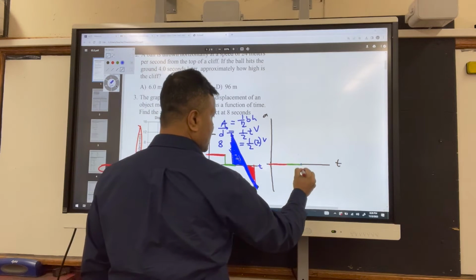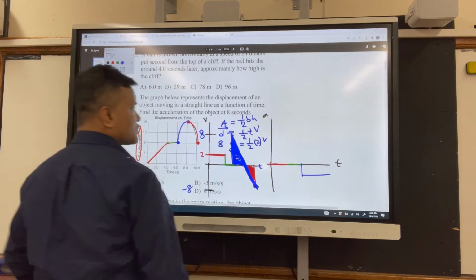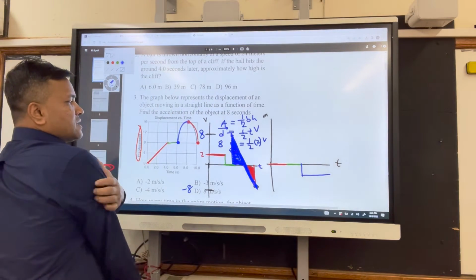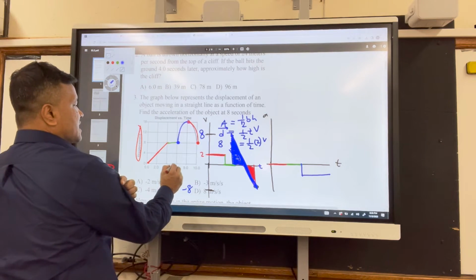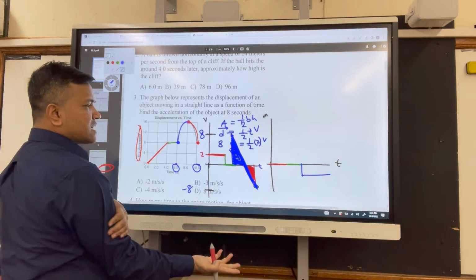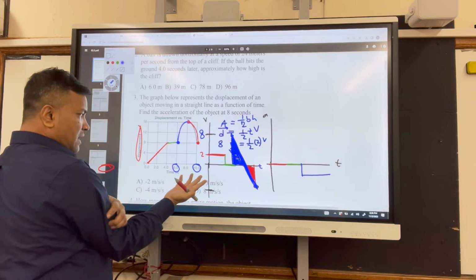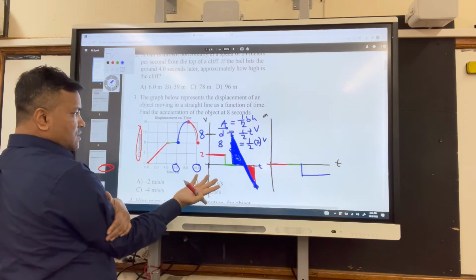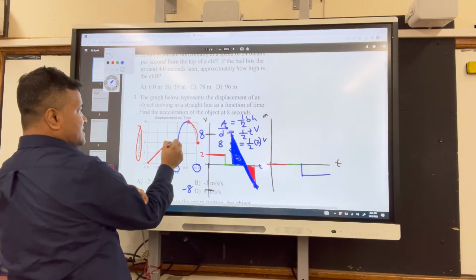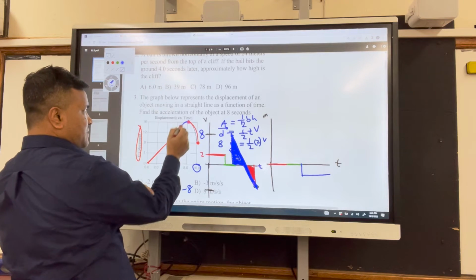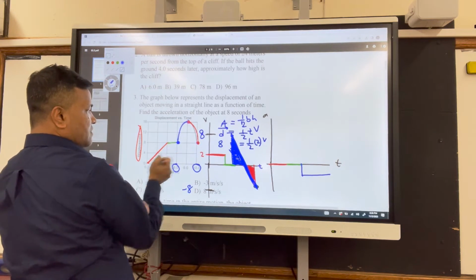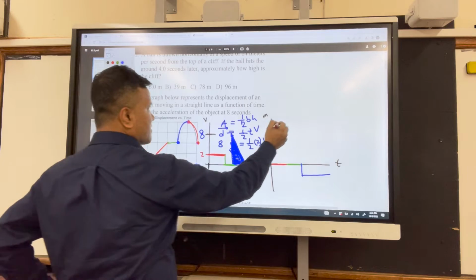Whatever it is, negative. So we can find the slope of this one, right? Between 6 to 10 is a constant acceleration. So if between 6 to 10 is constant acceleration, then at 6 seconds, the acceleration would be the same as at 8 seconds or 10 seconds. So let's find the acceleration.